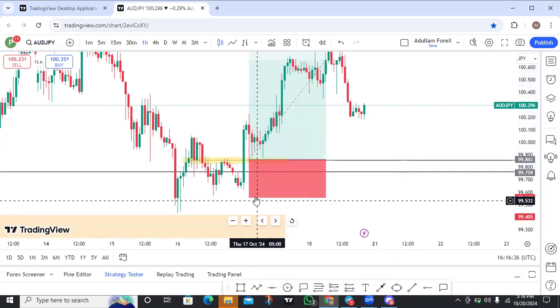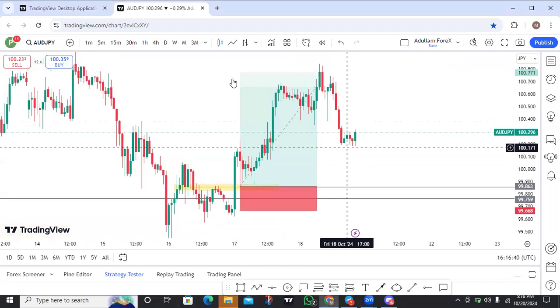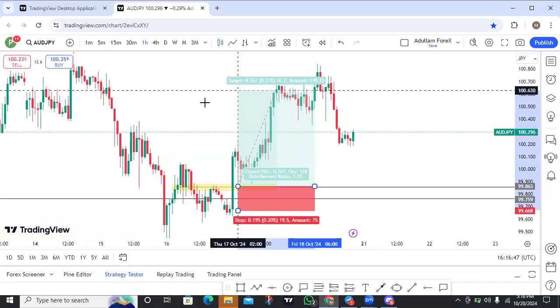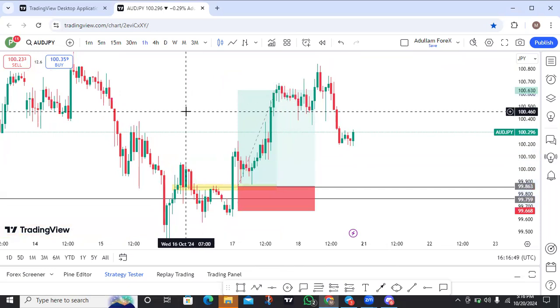So this one hit CP. I think it was 3%, not 4%. I measured 3%. I think something here. 3 point something percent on that trade.